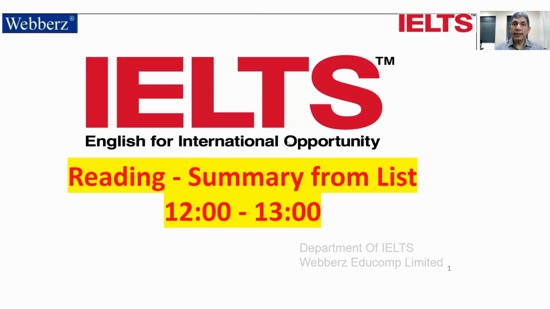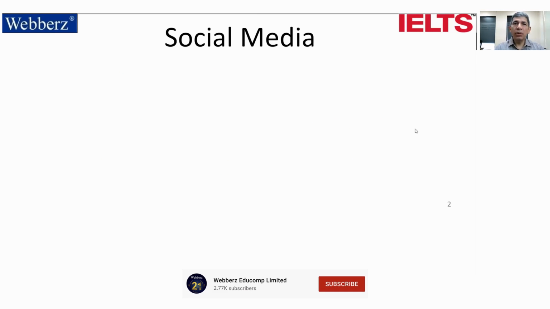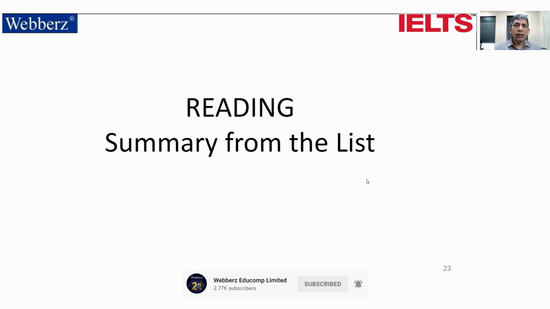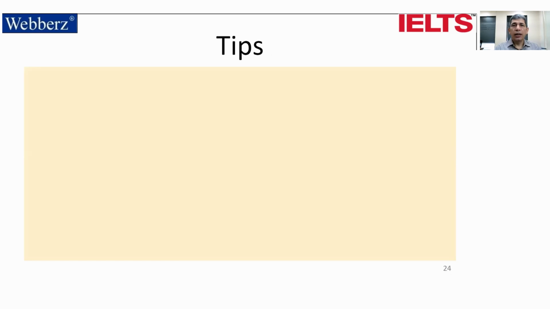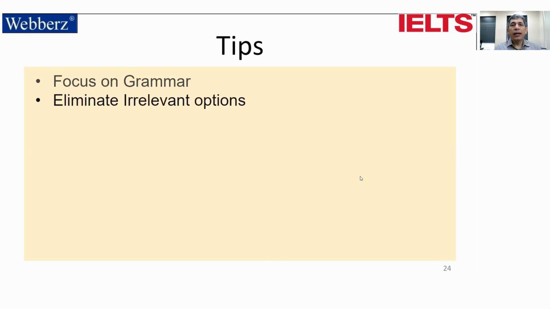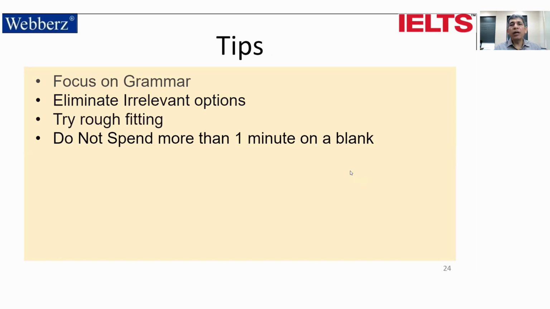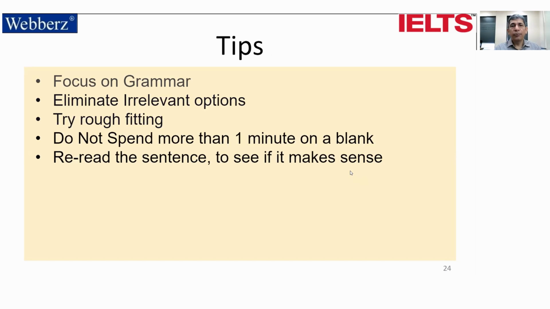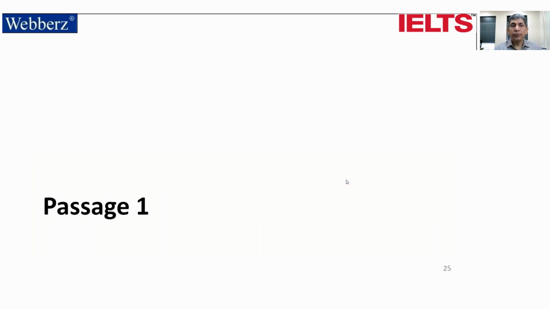And trust me, this is not easy. Because there are synonyms, there are other problems, so everything is there. Let us do reading summary from the list. Now, you have to focus on your grammar, which is very, very important. Eliminate all the irrelevant options. Try rough fitting. Do not spend more than 1 minute on a blank. Reread the sentence to see if it makes sense or not.